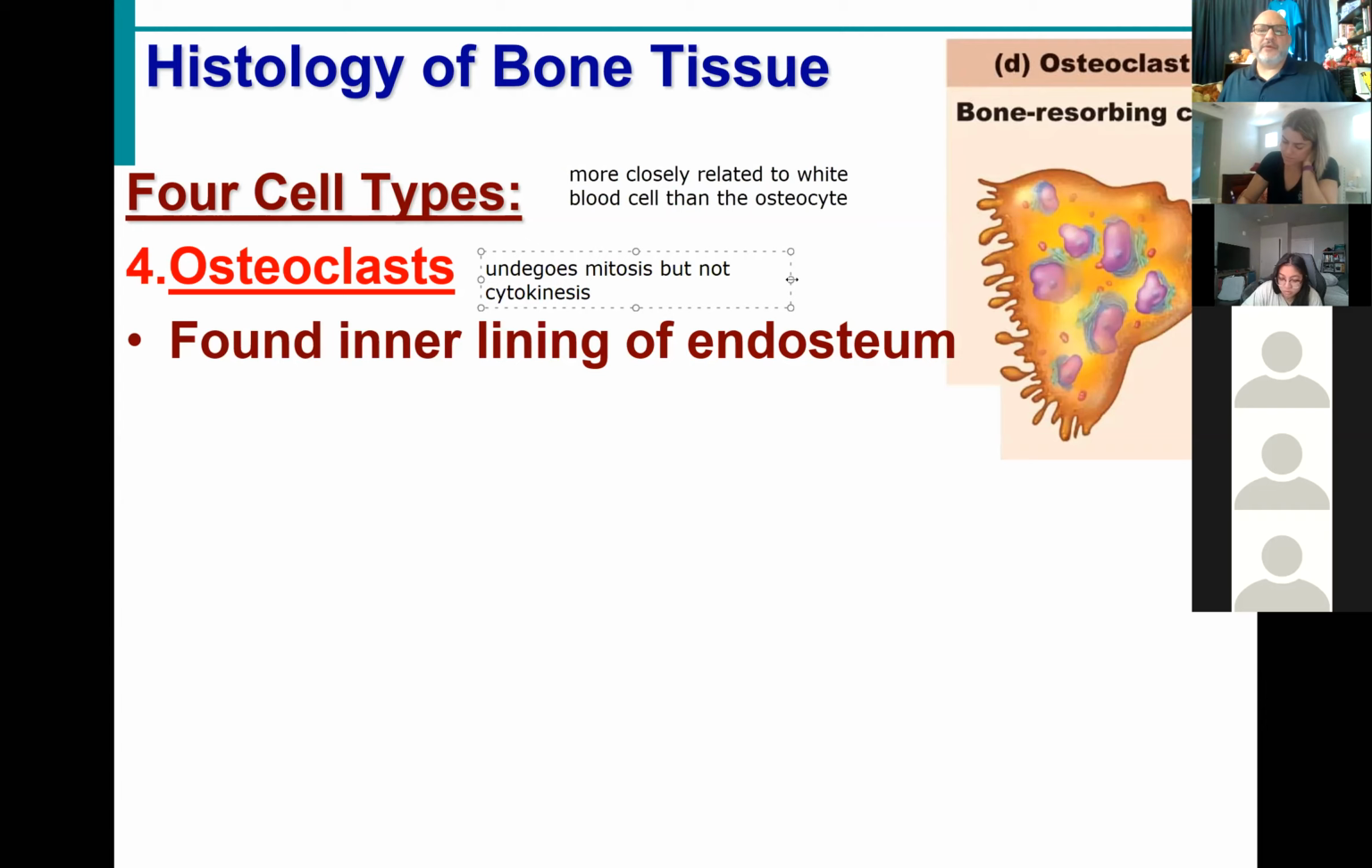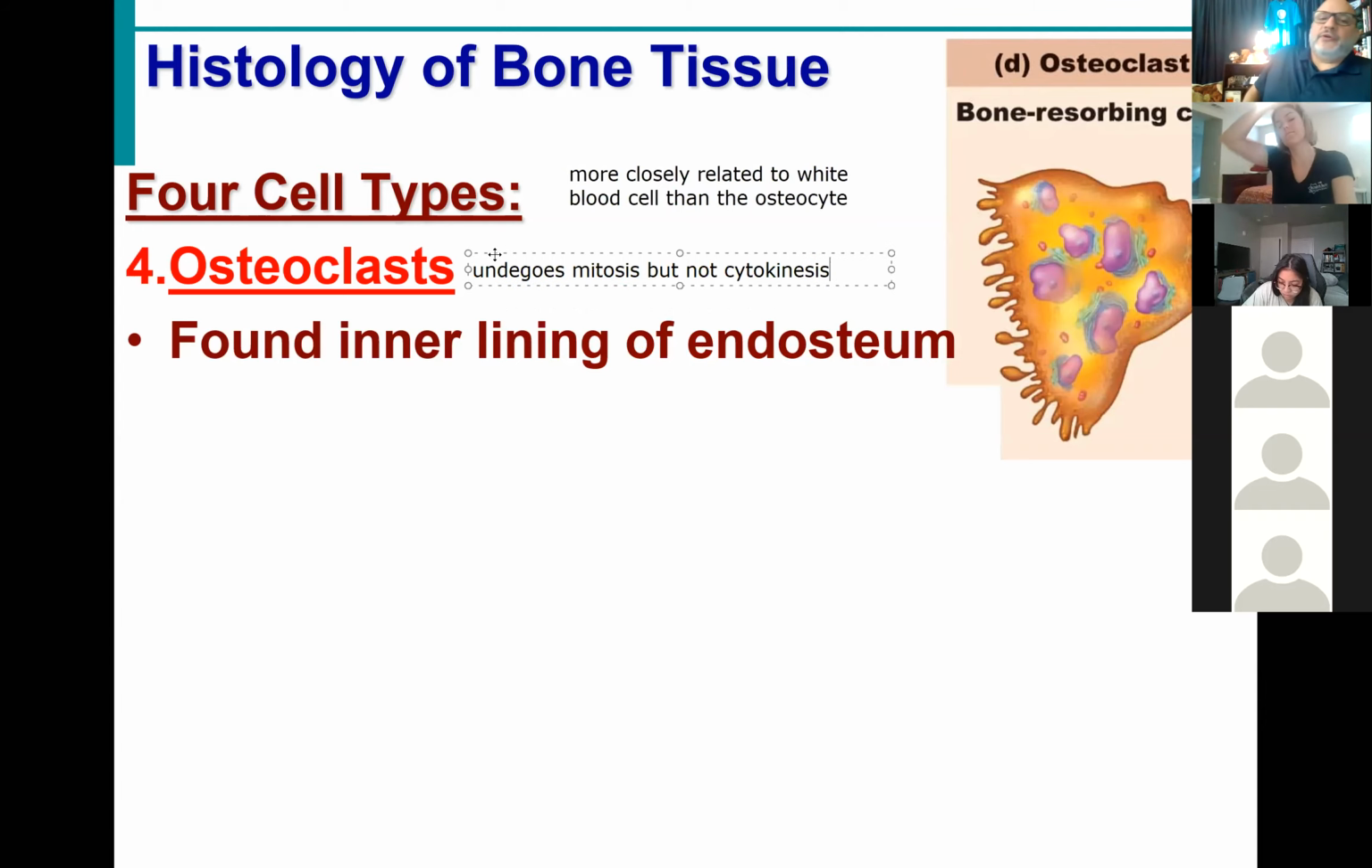Someone interpret for me what that means. That's a big fancy term. That's the kind of thing that you can call grandma on the phone and say, Grandma, guess what? Osteoclasts undergo mitosis, but not cytokinesis. And she's really impressed and she sends you $20 in the mail. But explain to me what that actually means.